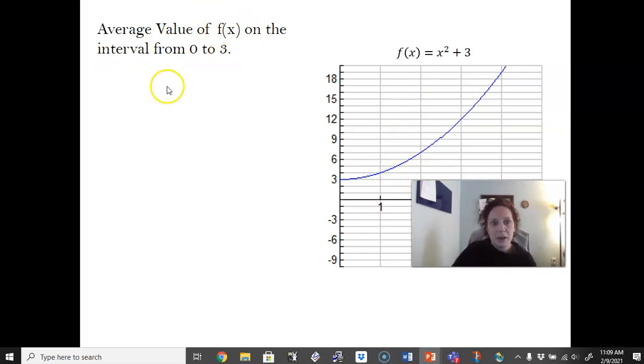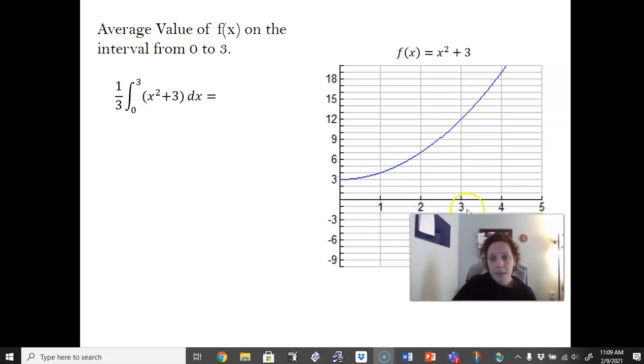So let's set up our integral. I need to go from 0 to 3 on the function x squared plus 3. And then out front, I'm going to multiply by 1 over the interval width. In other words, I'm doing my integral from 0 to 3 and then dividing by 3 because 3 is the width of my interval. Okay, so when you set that up, take a moment.